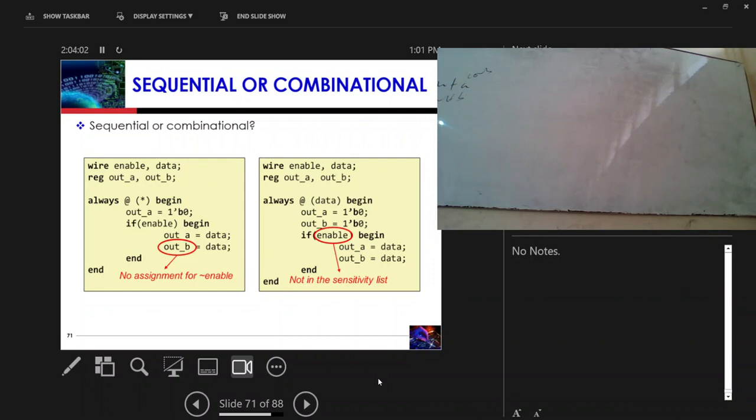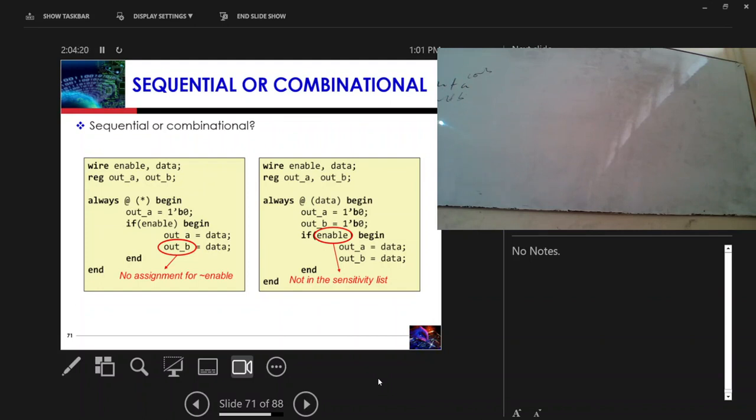Now, anytime anything changes, what happens? The first thing it does is that out A will be assigned 0. So it means that there's always an assignment to out A, no matter what. Anytime anything changes, out A gets a value.